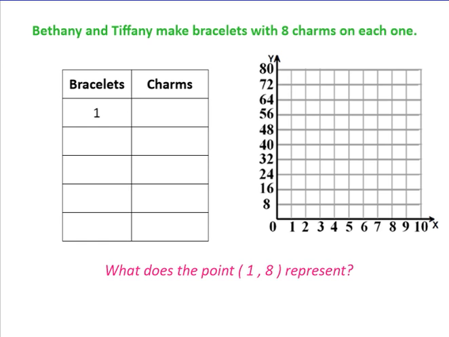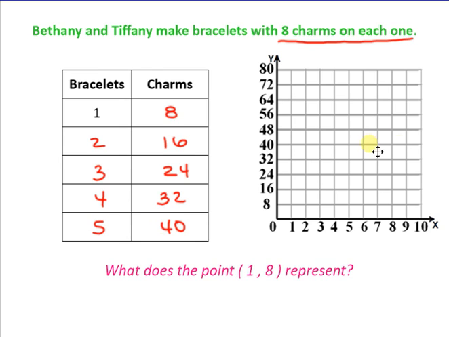All right, next question. Bethany and Tiffany make bracelets with 8 charms on each one. So first thing we need to do is fill in our table. So 8 charms on each one. So one bracelet will have 8 charms. 2 bracelets will have 16. 3 bracelets will have 24. 4 bracelets will have 32. And 5 bracelets will have 40.